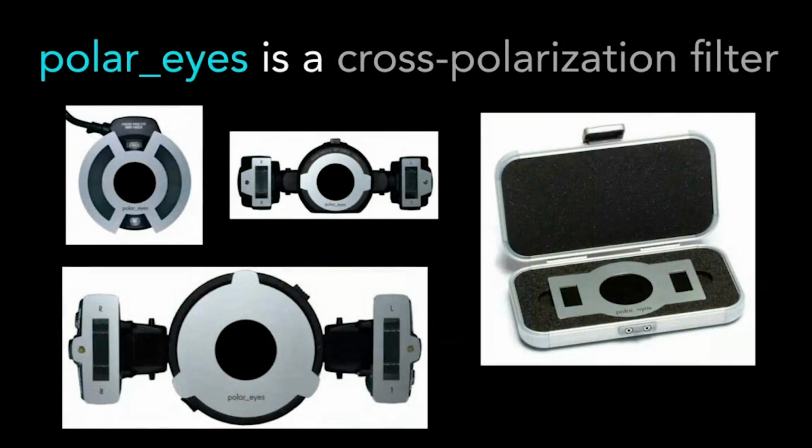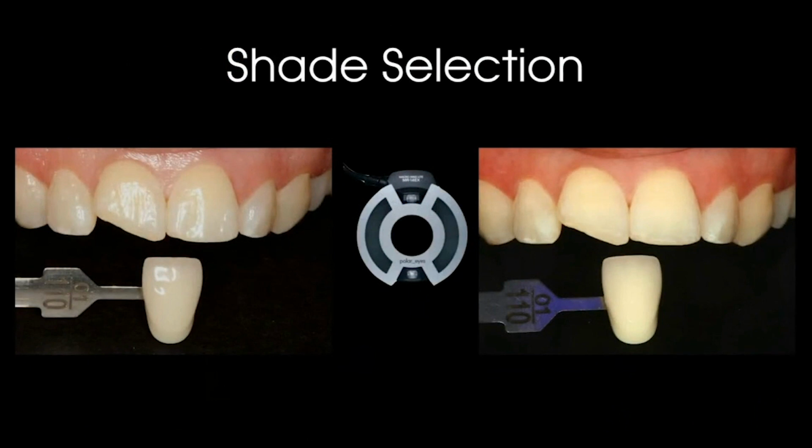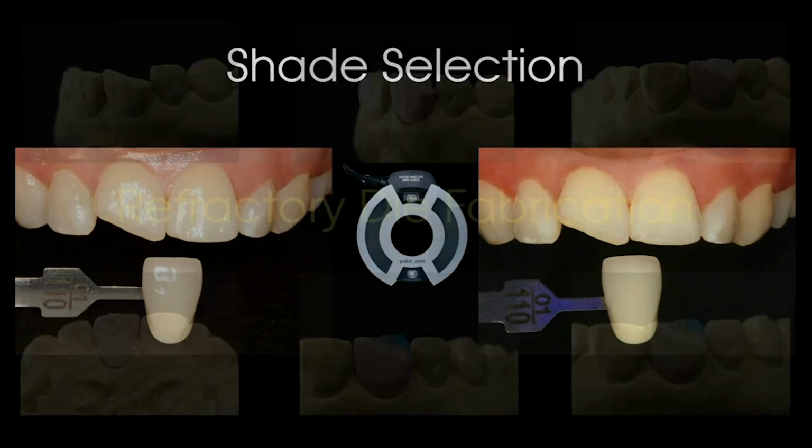The Polar_eyes is a cross-polarization filter. I think you can get it from Polar_eyes, but I know the camera supplier Photomed carries it too. It's a cross-polarization filter. And so you notice in the left picture, you take a picture, you see the glare, you really don't see the true colors in shade selection, whereas on the right photo all the glare is removed and you can see the true color of the tooth.